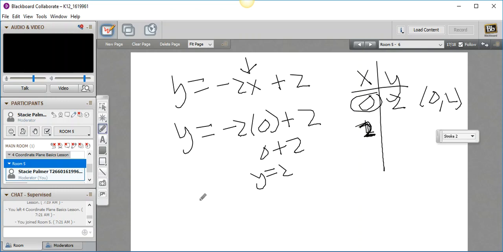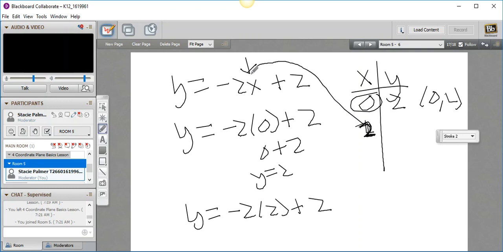Okay? Now let's go ahead and plug in 2 for the x. So we take the same equation. Instead of the x, we're just plugging it in right here. We're plugging 2 in right there. So negative 2 times 2 is negative 4. Negative 4 plus 2 is negative 2. So 2, negative 2.